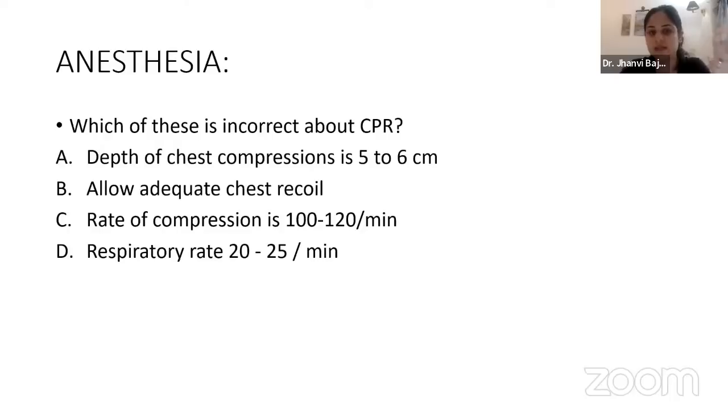C was rate of chest compression should be 100 to 120 per minute. This was also absolutely correct. And D was the incorrect option, that is respiratory rate should be 20 to 25 per minute. So respiratory rate should be 1 breath every 6 seconds, or that comes up to 10 to 12 per minute. Okay, so that was the incorrect option.